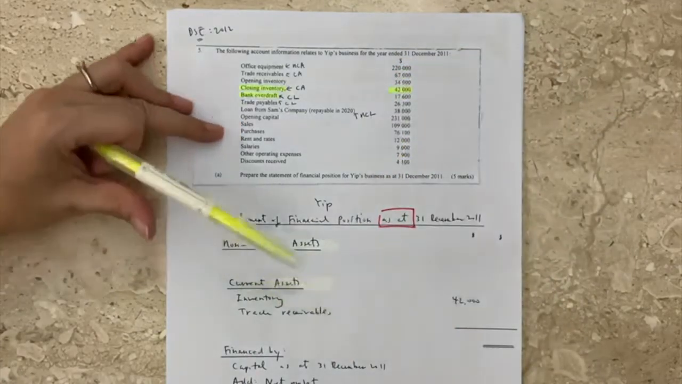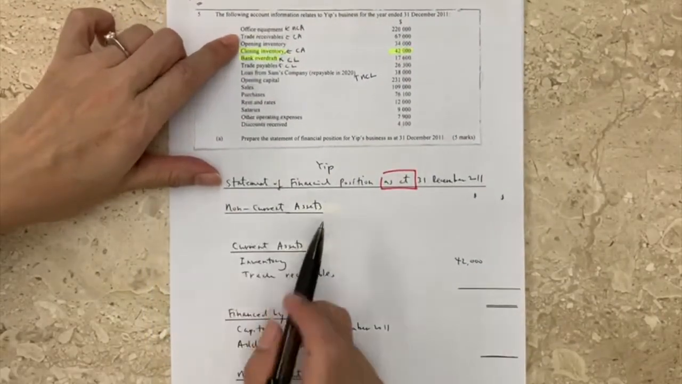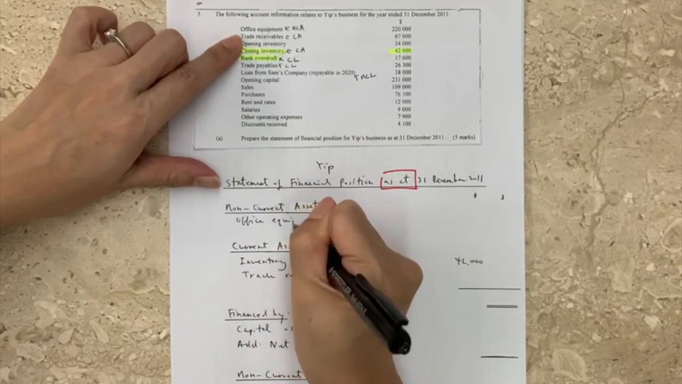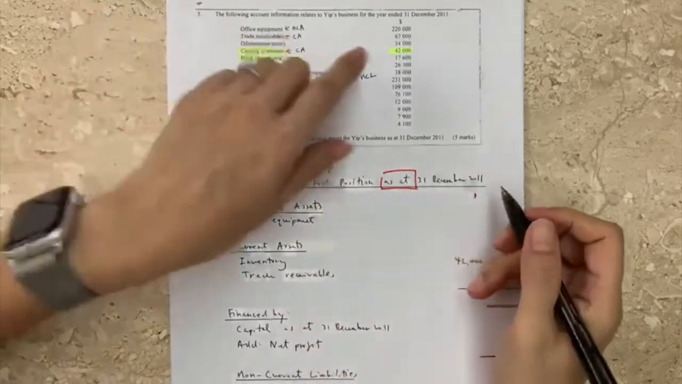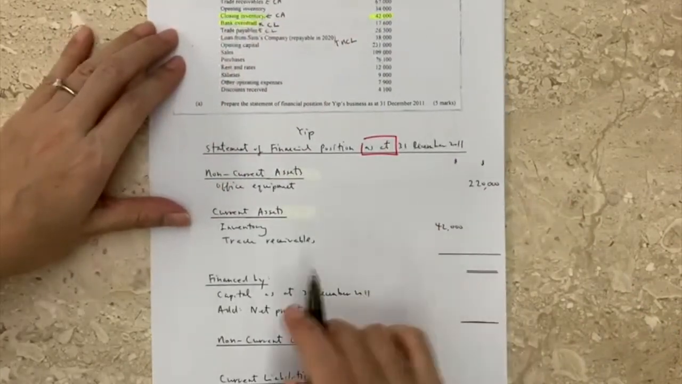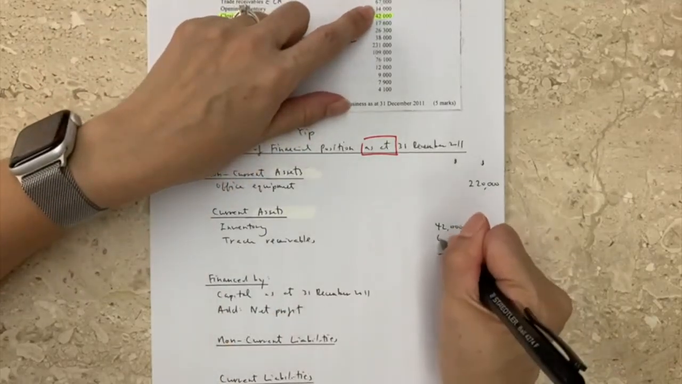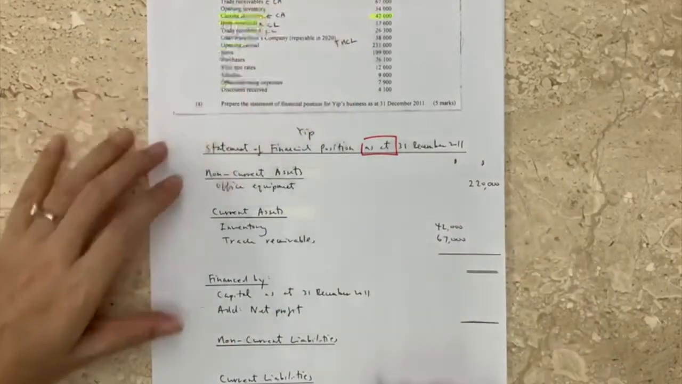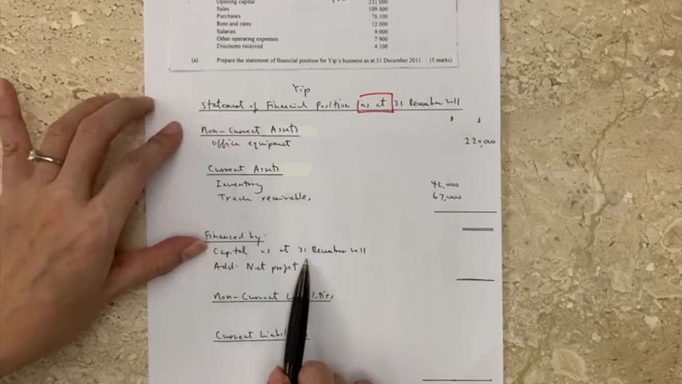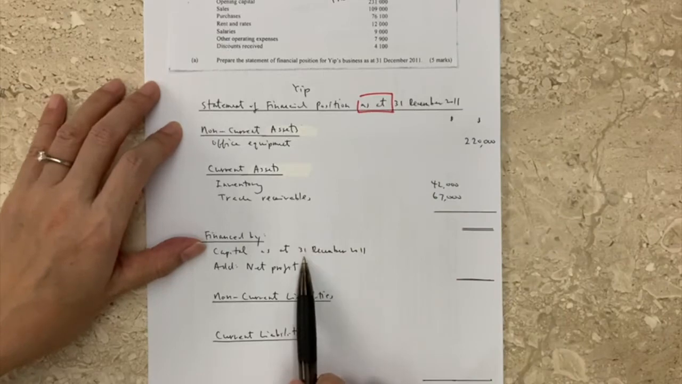Okay, so we can start doing this statement of financial position. For non-current assets, we have office equipment. So I get this 220,000. Okay, and current assets, the closing inventory plus trade receivable, which is 67,000. And then financed by opening capital. So look at the dates. If this is closing 31st December 2011, then this will be the opening date.